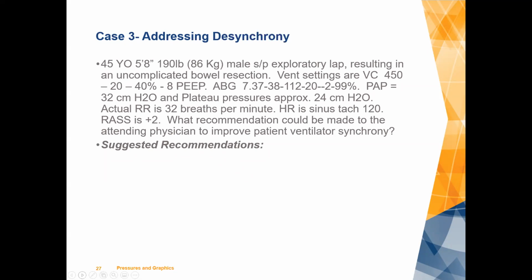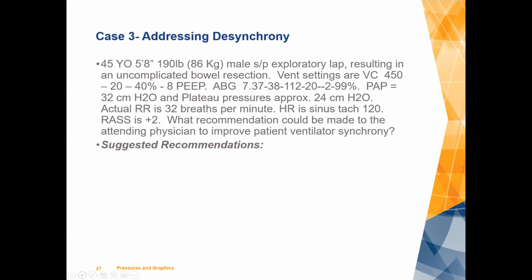ABG 7.37, which looks like a good acid-base balance. PCO2 is 38, also good. PO2 is 112, a little high but not alarming. The bicarb is a little low at 20, and base excess is -2, and saturation is 99%. Peak airway pressure is 32, plateau pressure is 24. Actual respiratory rate is 32 breaths per minute.